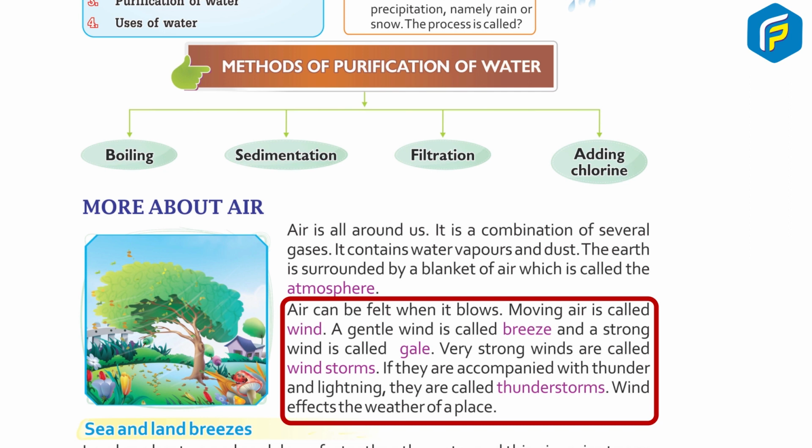A gentle wind is called breeze, and a strong wind is called gale. Very strong winds are called windstorms. If they are accompanied with thunder and lightning, they are called thunderstorms. Wind affects the weather of a place.